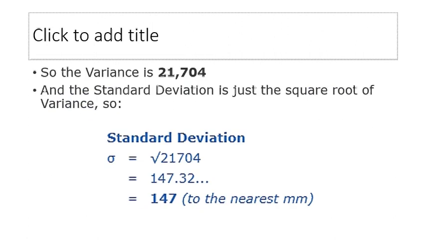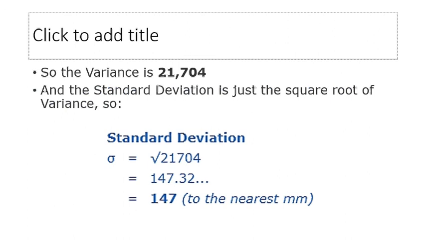Now we can get the standard deviation. So the variance is 21,704, and the standard deviation is just the square root of the variance. So the standard deviation is the square root of 21,704, which actually is 147.32. To the nearest millimeter, 147. Okay, so the standard deviation is 147.